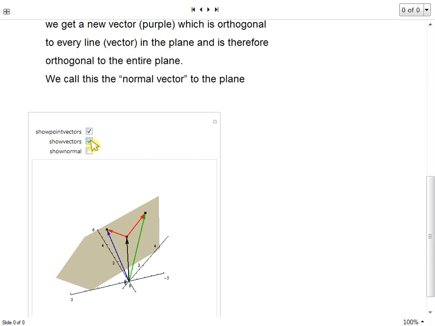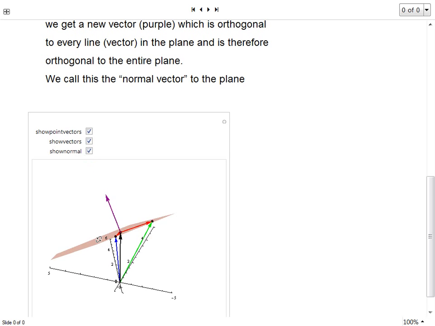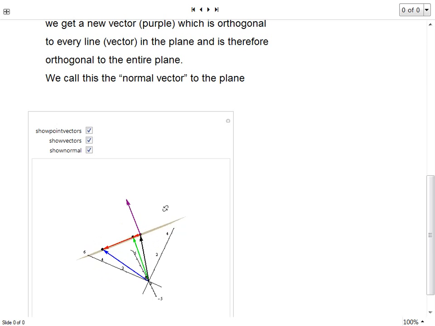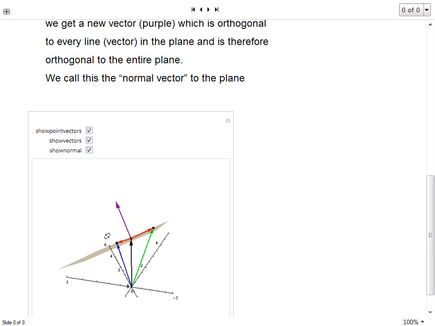If I now look at going from one of those points to the other points, I create these 2 red vectors, yes? And then, if I do the cross product of those red ones, I get that purple vector, which is orthogonal to the plane, right? Everyone agree with that? See it? Okay.